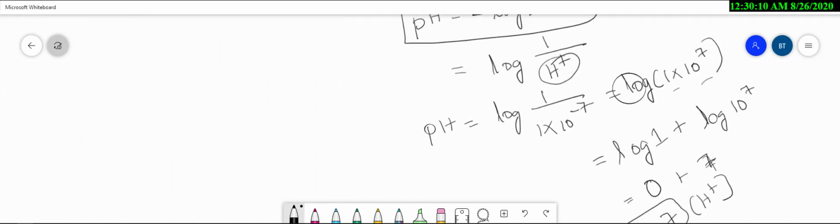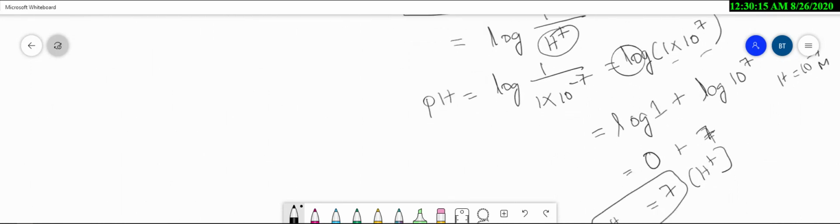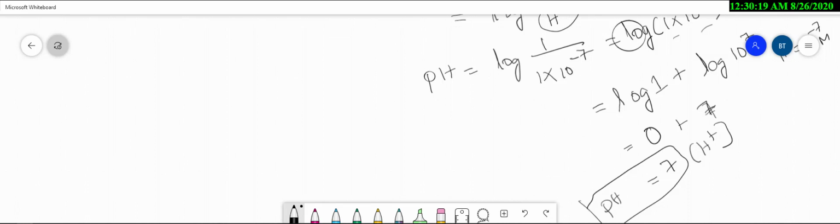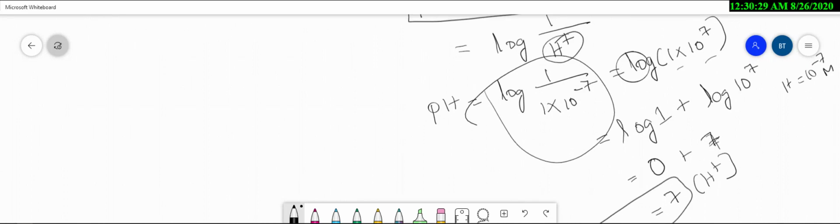Before, I told you the hydrogen ion concentration is 10 power minus 7 M, but now I am telling it in the form of pH notation, which is 7. How? This is the conversion. Log of 1 into 10 power minus 7. If 10 power minus 7 comes into the numerator, it becomes 10 power 7. If you split this multiplication as addition in terms of logarithmic value, it is log 1 plus log 10 to the power 7. Log 1 value is 0, log 10 power 7 is 7.